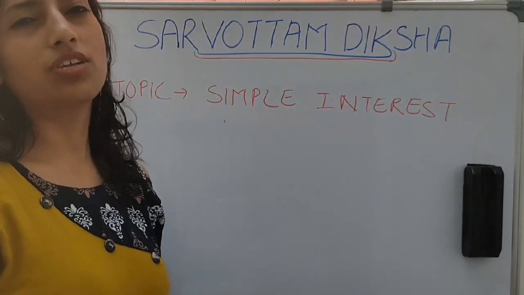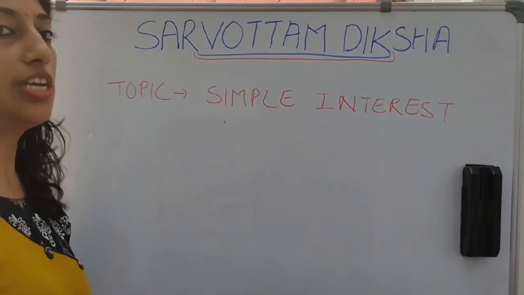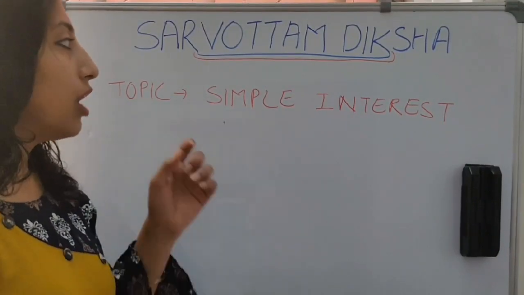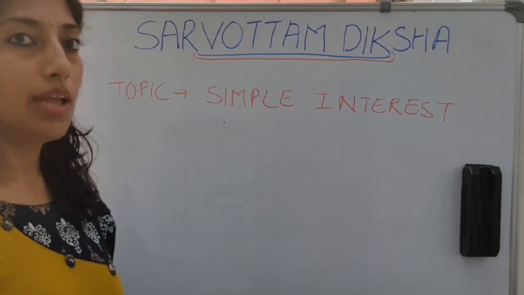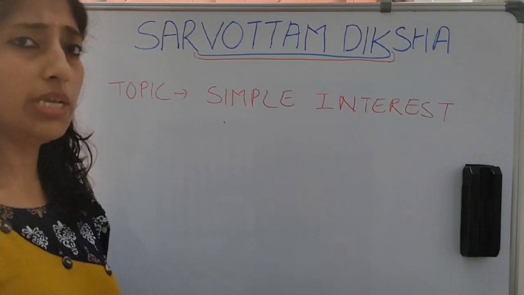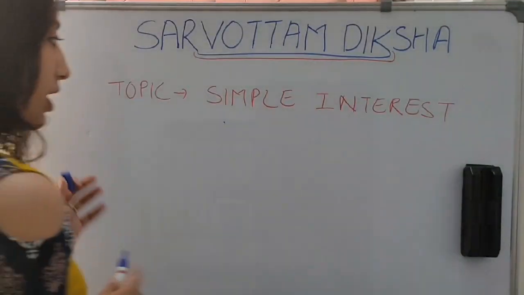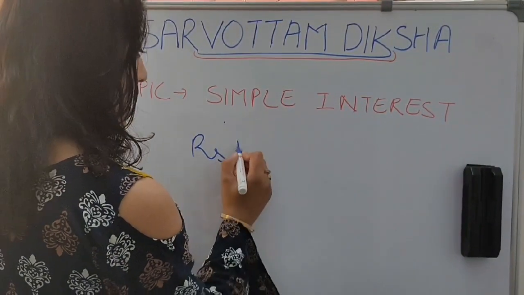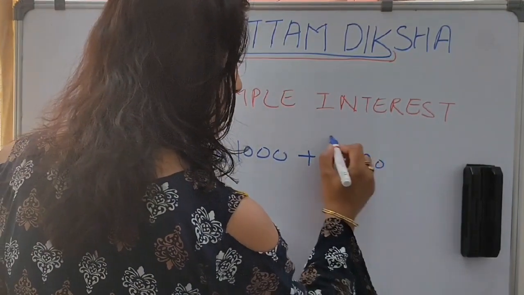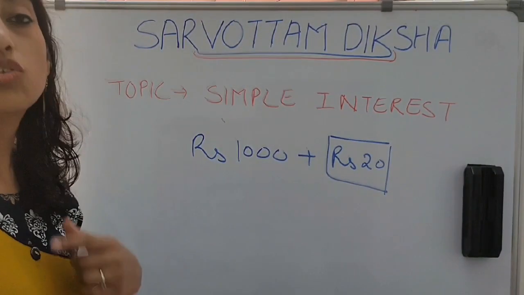What is simple interest and why do we need it? Suppose you are in urgent need of money. You came to me and asked me to borrow 1,000 rupees to you. I am like, what benefit will I have if I give you this 1,000 rupees? What is my interest to give you money? You are like, okay, I am in urgent need of money. Along with this 1,000, I will give you extra 20. So this 20 rupees is actually my interest to give you money.